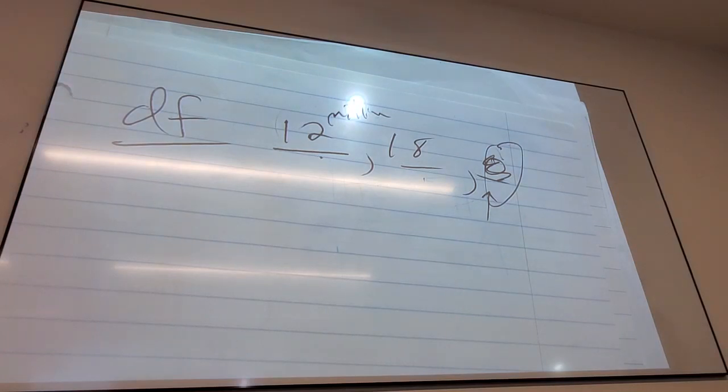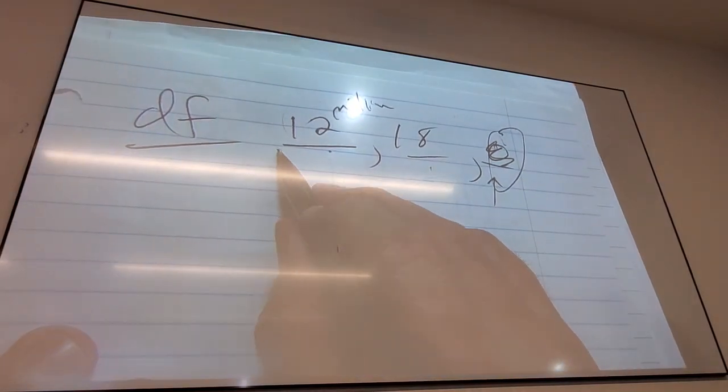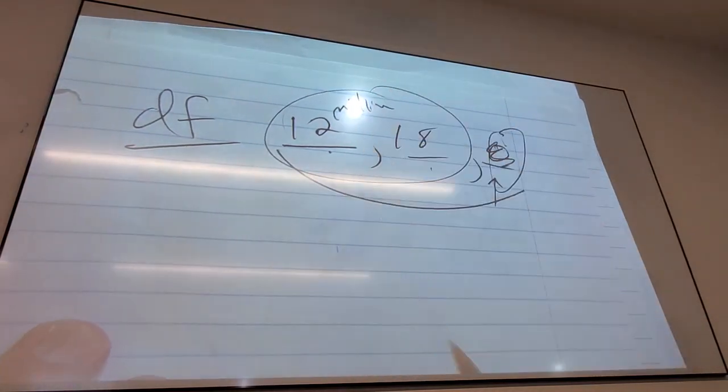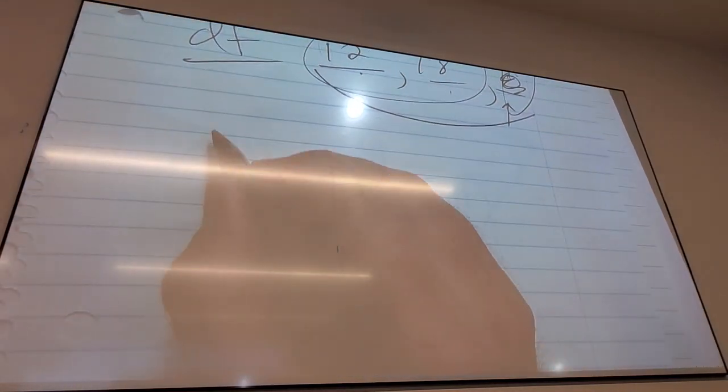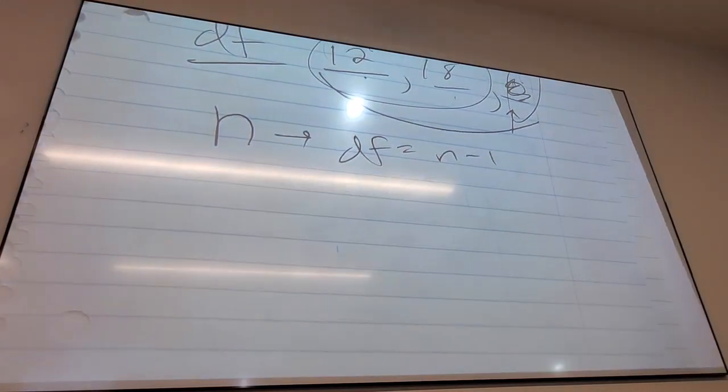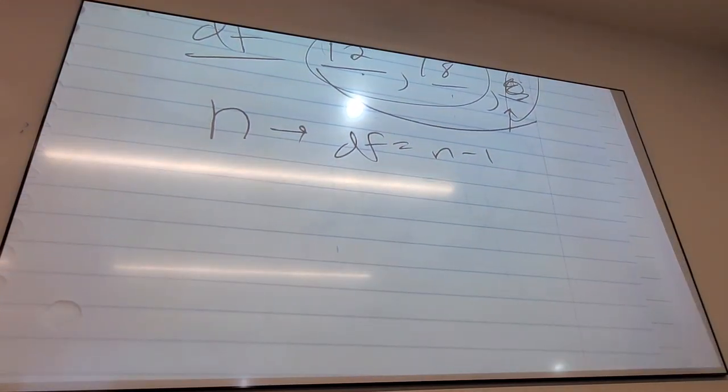Are you guys kind of with me? So for three things, how much freedom did I have? 2 degrees of freedom. So for n things, how much freedom do I have? N minus 1. So that's all degrees of freedom is for us right now, because later it's going to change. But right now, degrees of freedom is n minus 1.